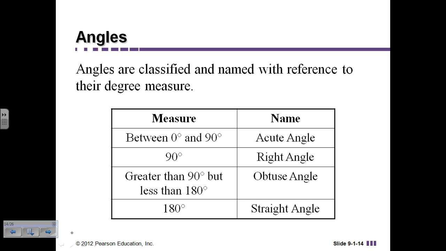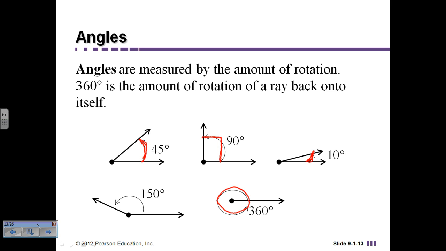Okay, so then we have names to classify the angles. If an angle measures less than 90 degrees, but at least 0 degrees or at least 1 degree, then it's considered to be an acute angle. So if we go back for a second and look at these examples, the first example here would be acute because it is less than 90 degrees. This example here would also be acute.